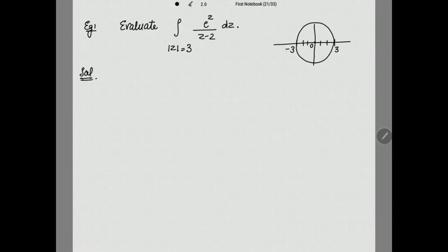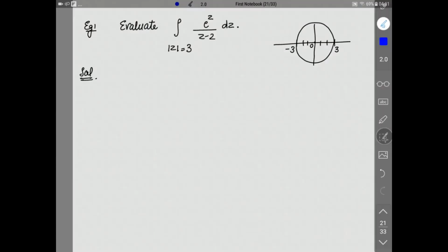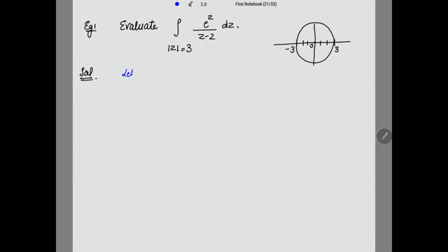Now the f of z is what? e to the power z. It is given. So let's start with the solution. Let f of z be equal to e to the power z. Now what is your point? Your z naught point is 2. Remember that we have integral over c f of z over z minus z naught. So here your z naught is 2.